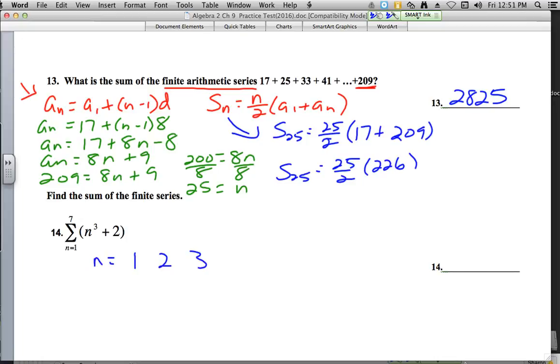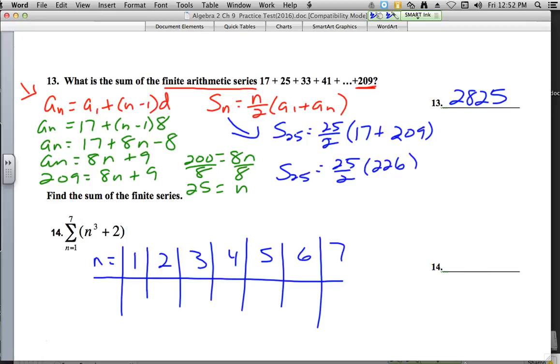So I'm going to have to figure out what all the terms are, and I use the lower and upper limits to tell me which terms to try, and this said from 1 to 7. So what I'll have to do is put a 1 in here, put a 2 in here, a 3 in here, and maybe I'll notice a pattern by that point and I won't have to keep doing all of this. But if you put a 1 in, 1 cubed is 1 and 1 plus 2 is 3. If you put a 2 in, 2 cubed is 8 and 8 plus 2 is 10. If you put a 3 in, 3 cubed is 27, 27 plus 2 is going to be 29.